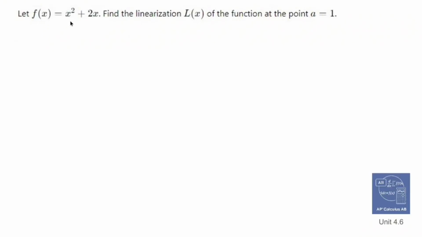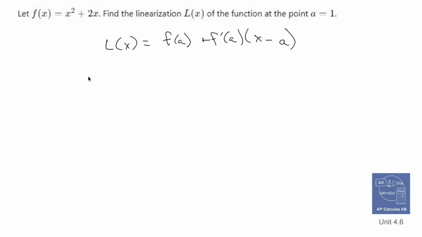Let f of x equals x squared plus 2x. Find the linearization L of x of the function at the point a equals 1. Well, the linearization formula is this. L of x equals f of a plus f prime of a times x minus a. If you're looking at that and thinking point slope thoughts, you're thinking correctly. Okay, but let's write out what we know.